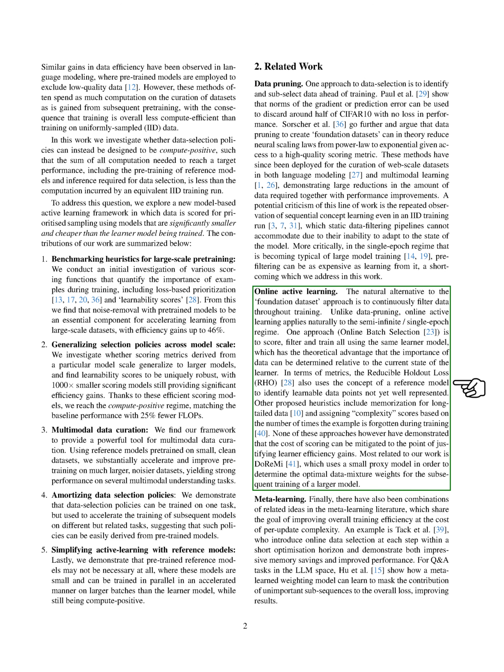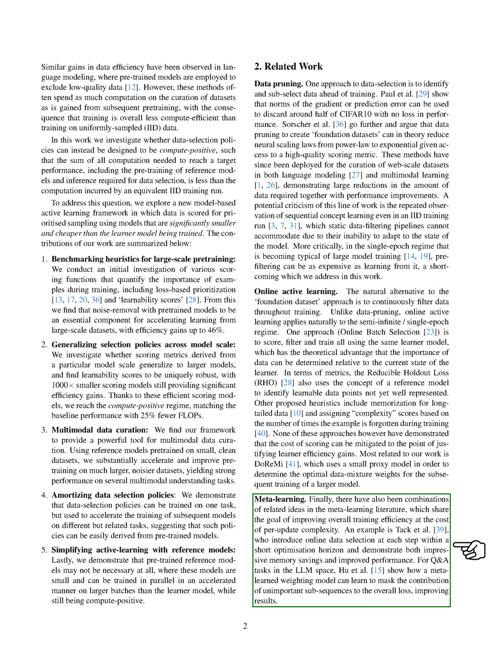An alternative to the foundation dataset approach is to continuously filter data throughout training. This is known as online active learning, which applies naturally to the semi-infinite, single epoch regime. One approach is to score, filter and train all using the same learner model. This has the theoretical advantage that the importance of data can be determined relative to the current state of the learner. However, none of these approaches have demonstrated that the cost of scoring can be mitigated to the point of justifying learner efficiency gains.